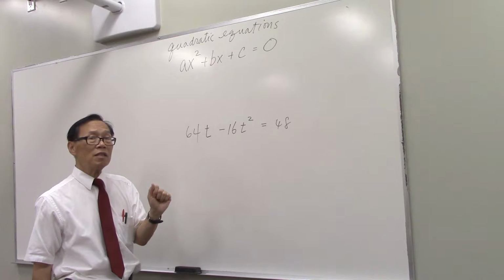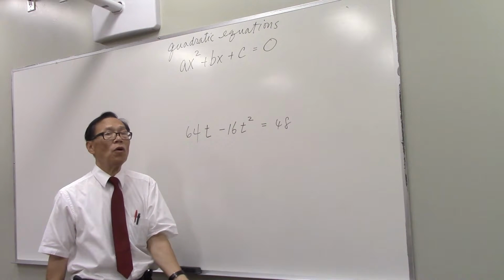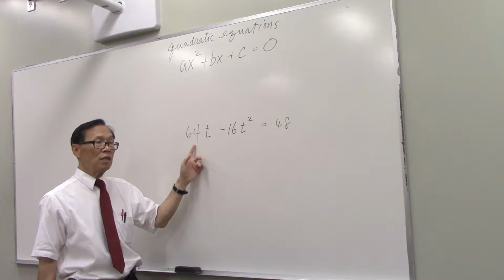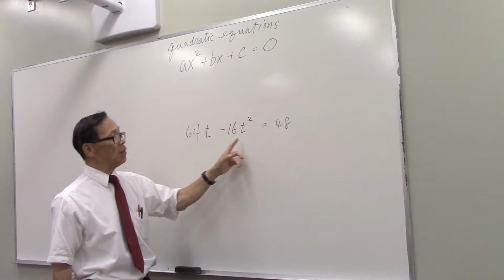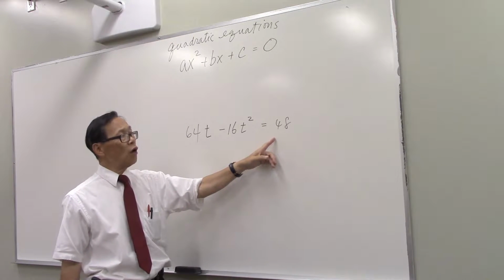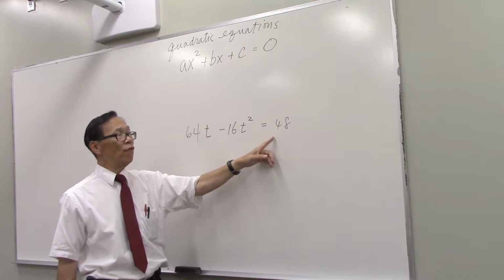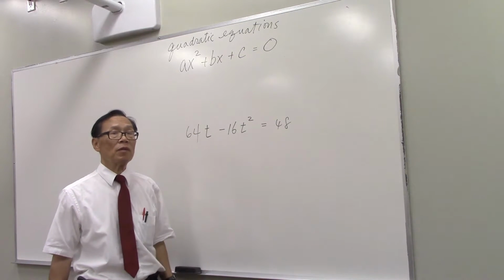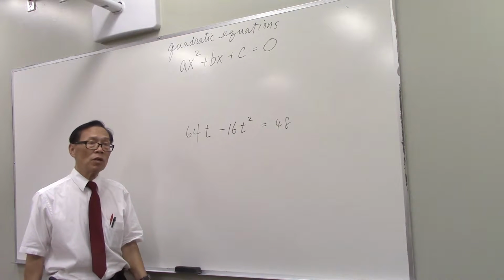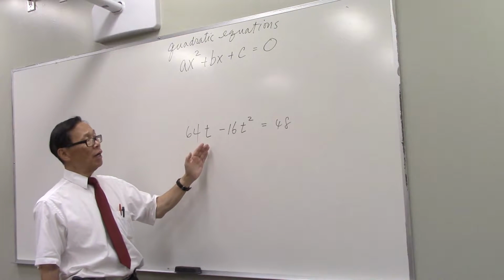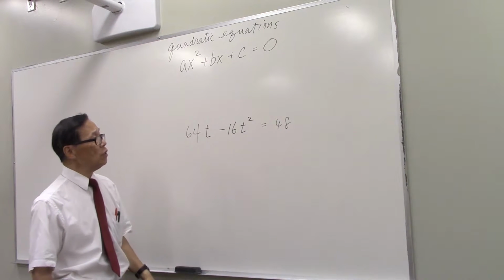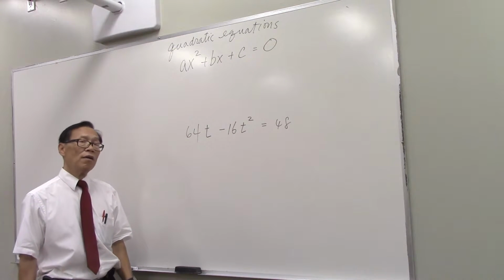So the distance the ball is going to go after you throw it up with this velocity, after a certain amount of time, we want to know when this rock or object will be at 48 feet off the ground. So just a simple example where you can solve the quadratic equation by factoring.